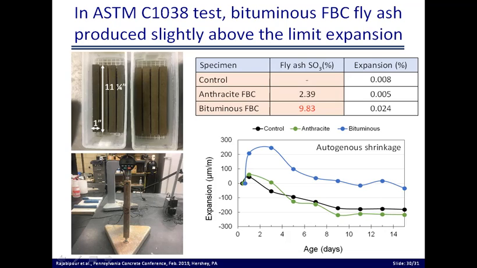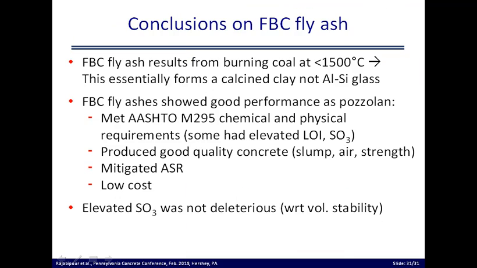All right, so the last slide is the conclusions on FBC fly ashes. These are materials that are produced by burning coal, primarily waste coal, at less than 1500. It should be Fahrenheit, so it's a typo. I apologize for that. Less than 1500 Fahrenheit, and this essentially would form thermally altered clays.